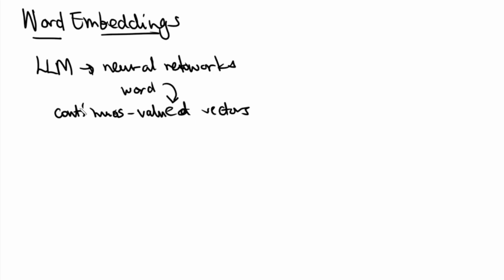This process is actually called embedding. And it doesn't apply to words only. The process of converting any data into continuous valued vectors is called embedding. In our case here, we're just discussing words.